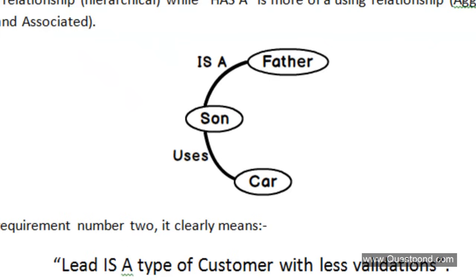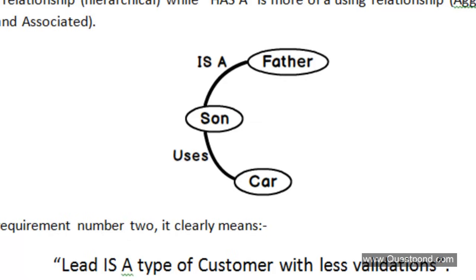So we identified the entities by using the noun strategy. We identified the properties of the entities by using the pronoun strategy. We identified the actions by using the verb strategy. Now it is time to identify the relationship between these entities.